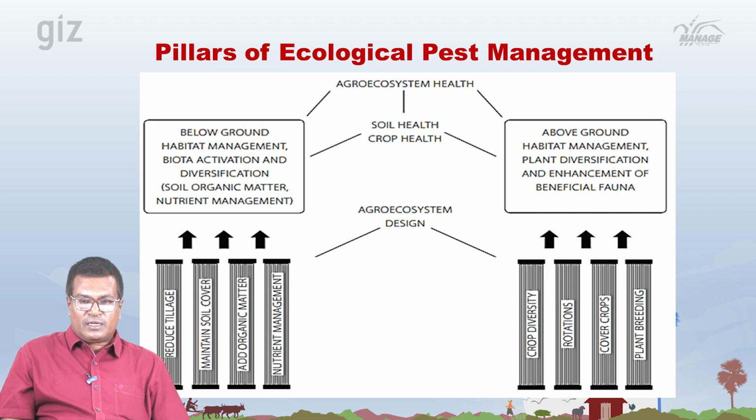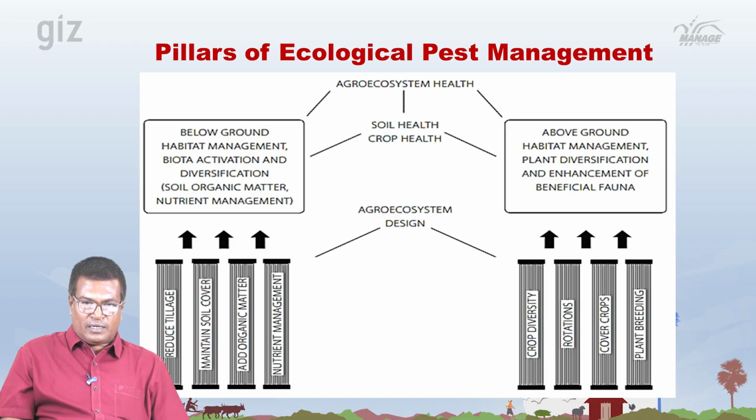So what is the main part of ecological pest management? Here soil health and crop health are the two major issues. Though we are not directly talking about pest management, the health of soil and the health of crop play a major role in pest incidence. So we need to understand these two things first. If these two health issues are solved, then our agro-ecosystem health will be good, and the pest and disease emergence will be minimum. So this is the understanding.